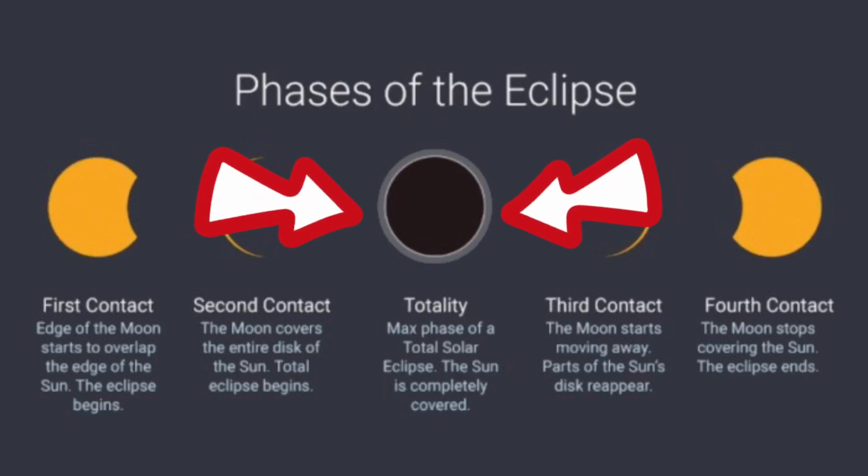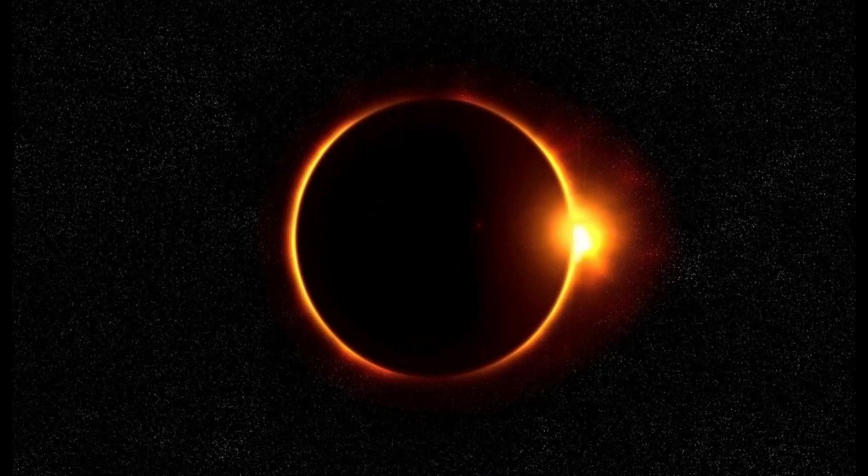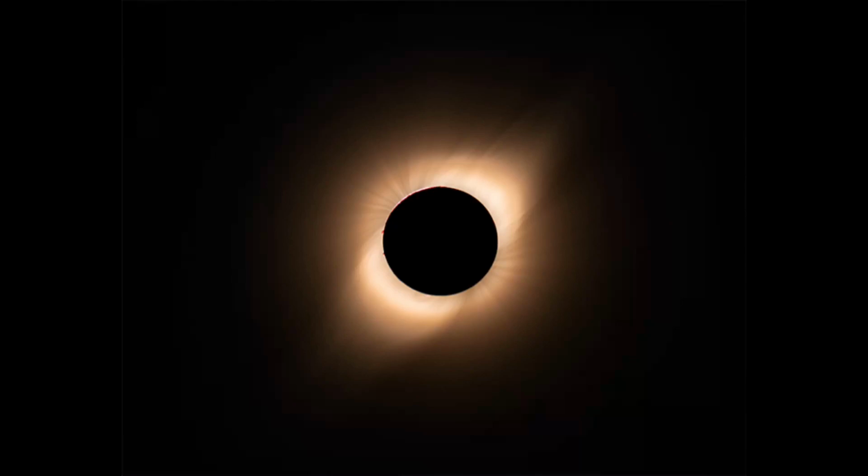This is usually the part of an eclipse where you can take off your protective eyewear to look at it, but because we'll be having an annular solar eclipse, we will not be able to do this because it's not safe and it's not completely covered.